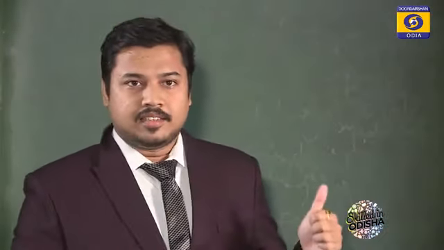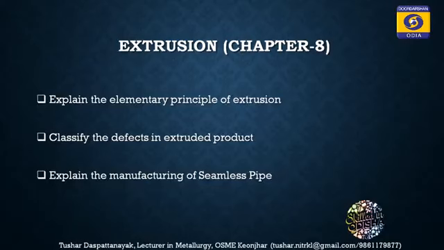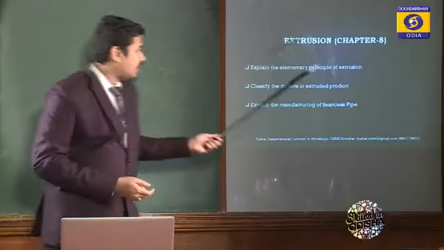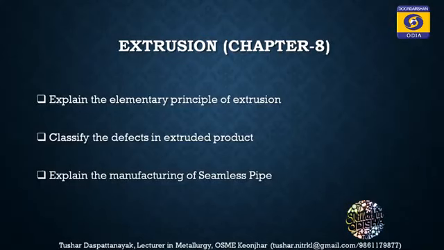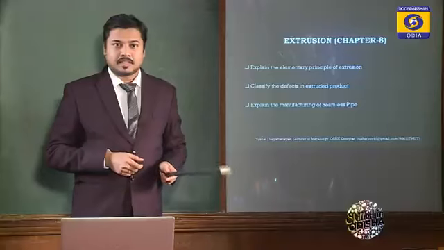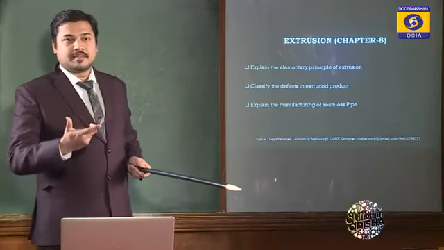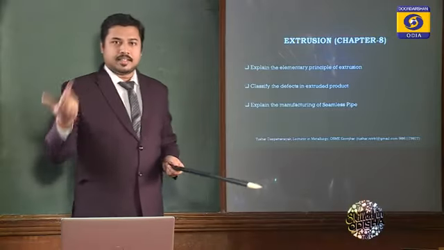This is chapter 8 of the syllabus. You can refer, students, chapter 8 of mechanical metallurgy, that is extrusion. I'll be taking your class on extrusion for the next 25 minutes. This is the syllabus prescribed by SATVT. First is explain the elementary principle of extrusion. Second is classify the defects in extruded product. Third is explain the manufacturing of seamless pipe. We'll start with the elementary principle, then we'll move further.